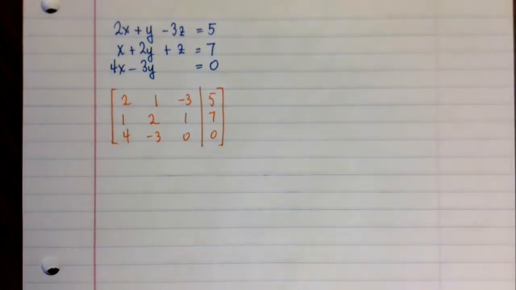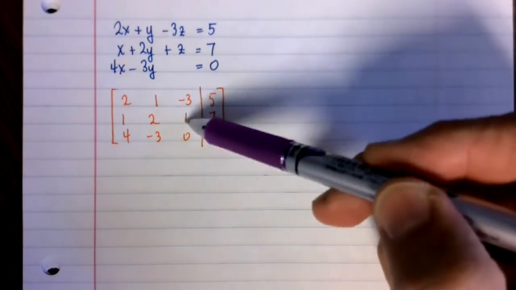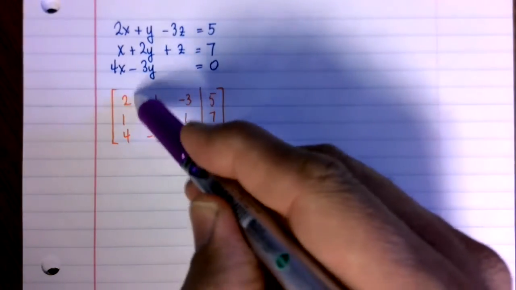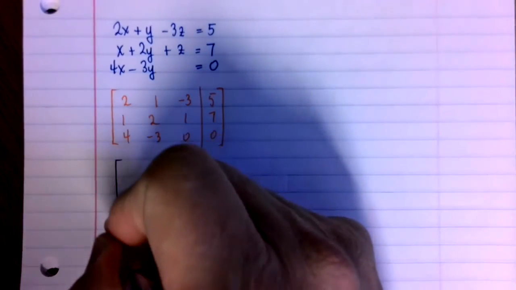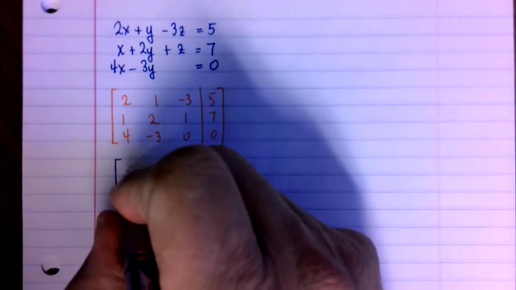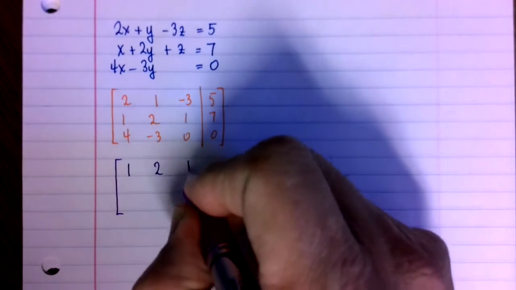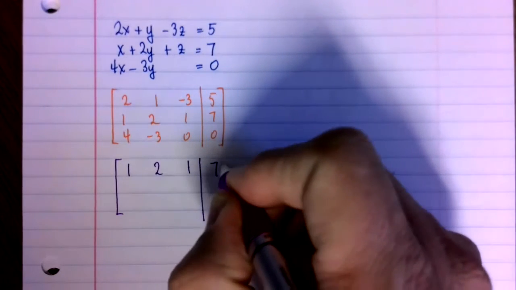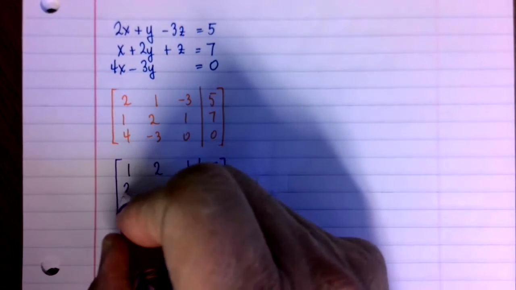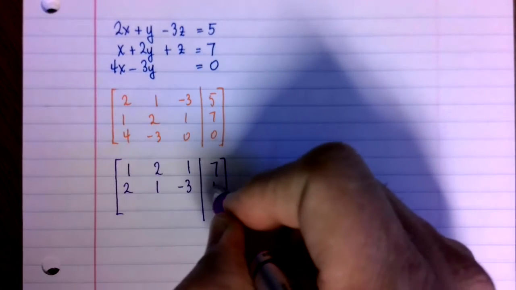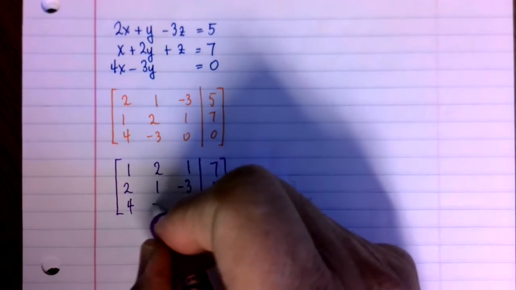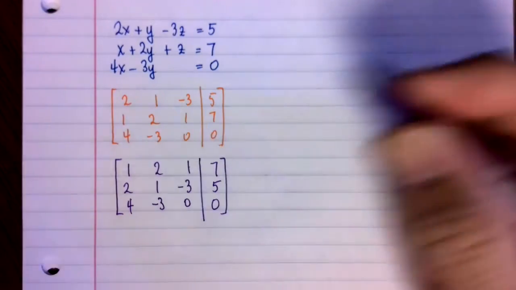All right, to get started with this, I will interchange the first two rows. I'd like to have a 1 up here if I possibly can. I could divide the top row by 2, but it's a whole lot easier just to interchange the top two rows. So 2, 1, negative 3, 5, and then 4, negative 3, 0, 0.